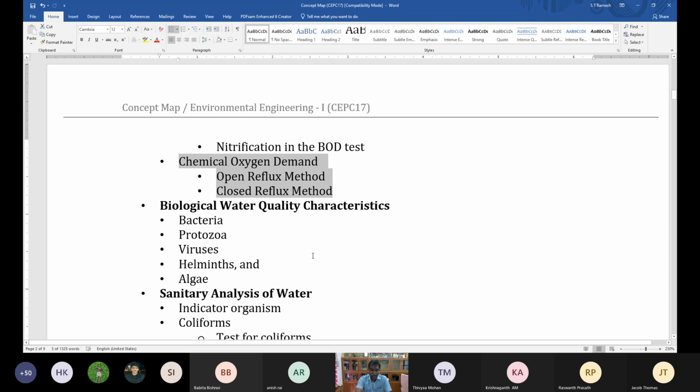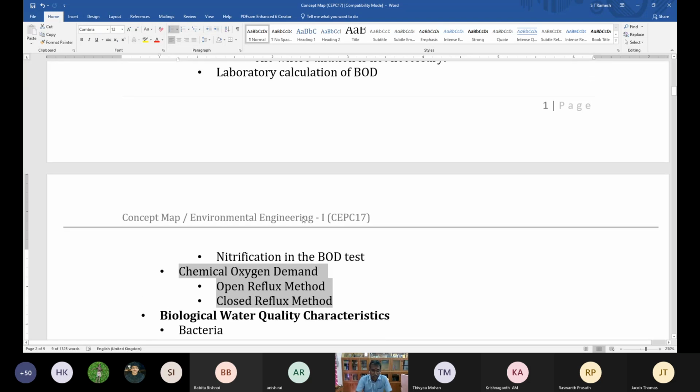And the second one is COD. This is also actually an oxygen demand. But if you want to find out the organic strength of the water using BOD, then you have to wait for 5 days. That's what I told you: 5 days incubation at 20 degrees Celsius.